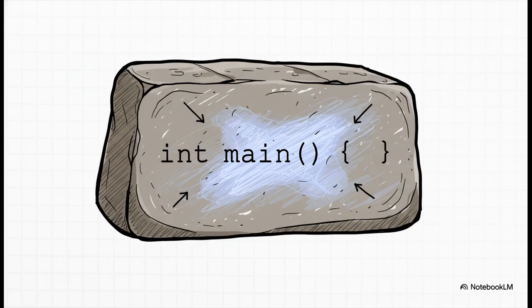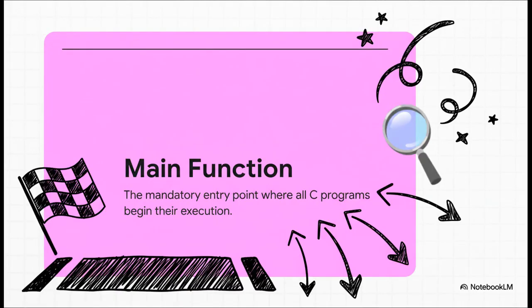And those curly braces, think of them like the walls of a room. They create a container where we're going to put all of our instructions. It's kind of like the starting line in a race. You can have all sorts of other stuff in your code, but it doesn't matter. The computer is hardwired to go right here first. It's the one mandatory spot where all the action kicks off.